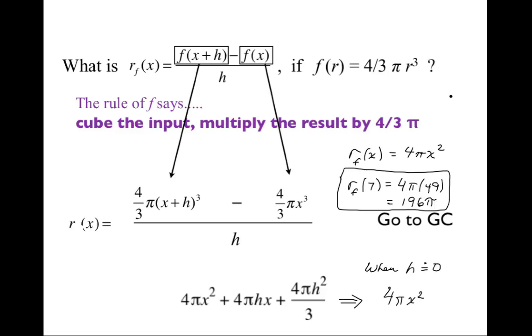I want you to give as much detail as you can. What does r sub f of 7 equals 196 pi mean? Okay? And don't just say, it's the rate of change. That's not sufficient. Yes, it's the rate of change. What rate of change is it? And then what does that rate of change mean? Talk. Go.